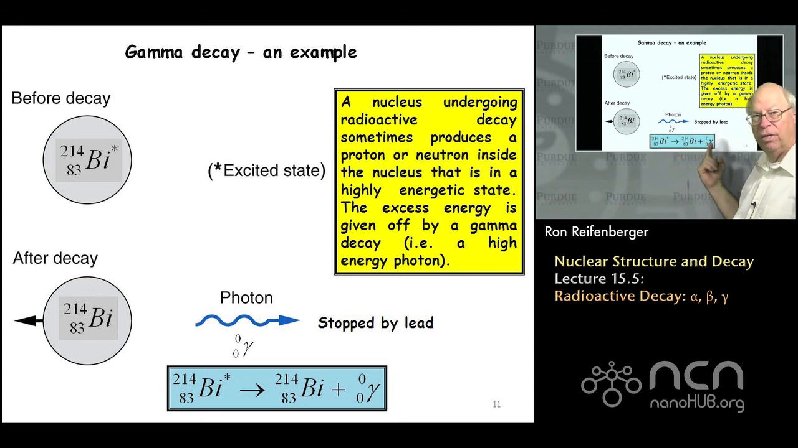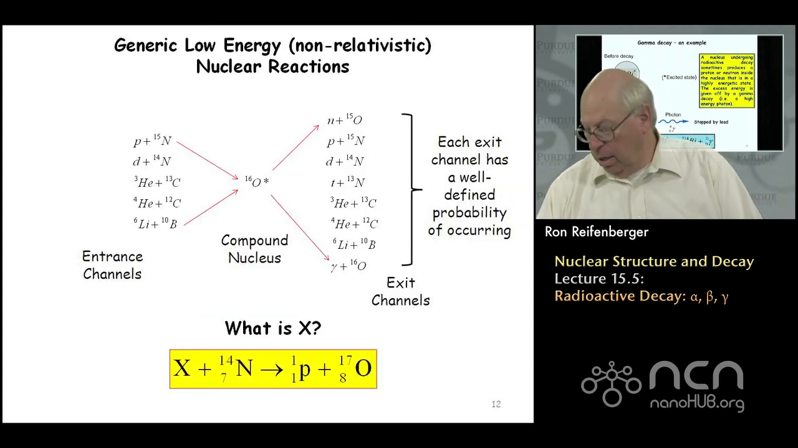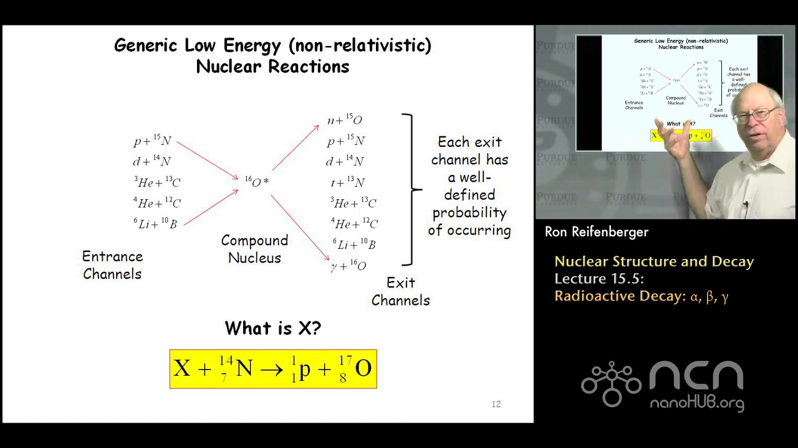The gamma particle is a photon. It has no protons associated with it. It has no neutrons associated with it. So its subscript and superscript are both zero. This star indicates an excited state of the bismuth nucleus, and so this is the way you would represent a generic gamma decay reaction. So I guess the bottom line here is that there are many different types of nuclear reactions that you can write down.